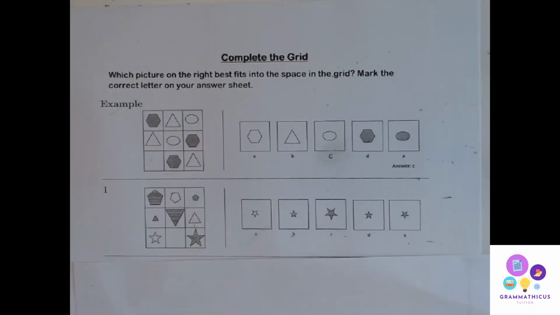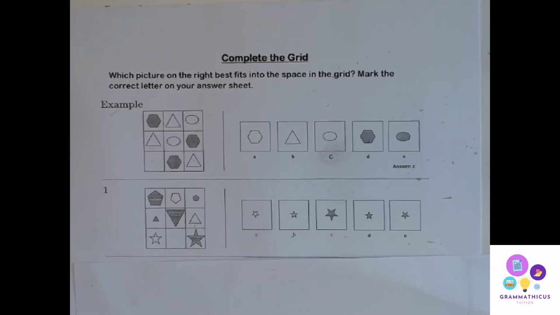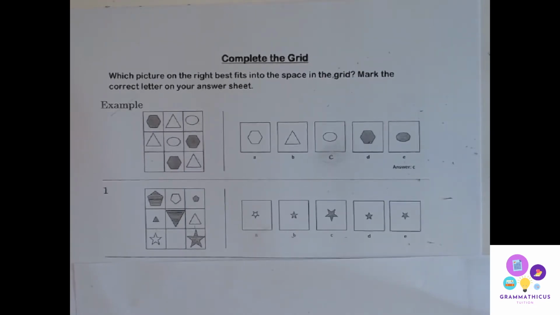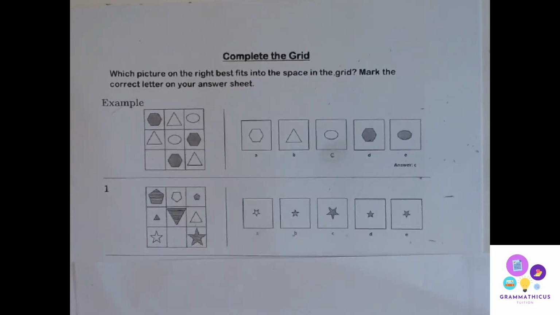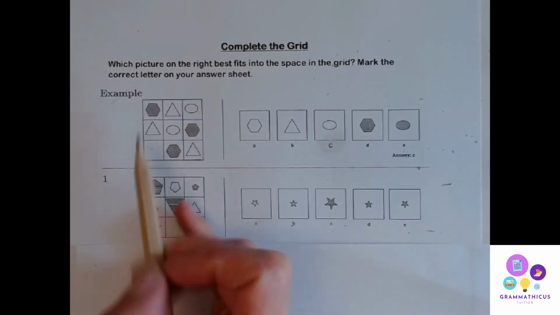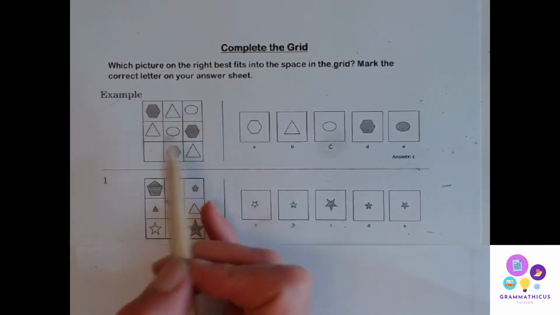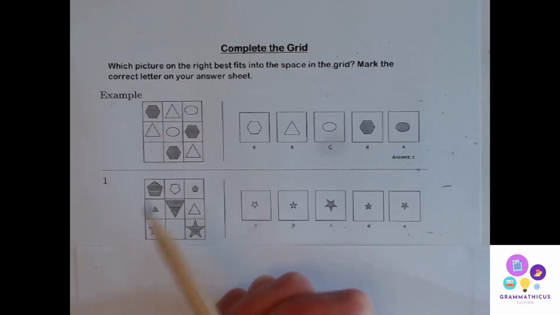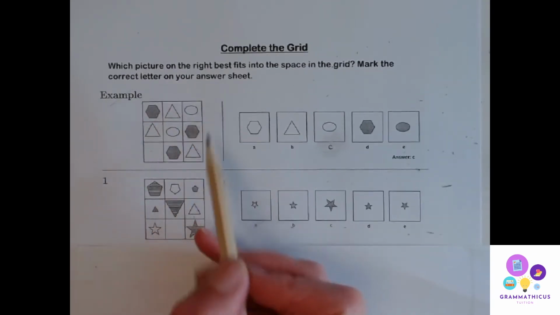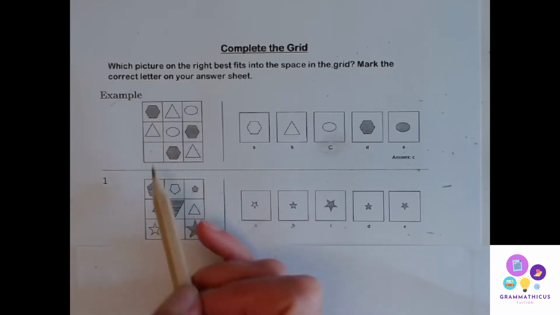Hello and welcome to this Grammaticus tutorial on Complete the Grid, a non-verbal reasoning question which often appears on the Lincolnshire paper. Now, all the questions that we're going to look at today are in a square grid shape. Today we're going to be focusing on the squares with 9 small squares and 4 small squares in them, but they can be 16 squares within the square that you're given.